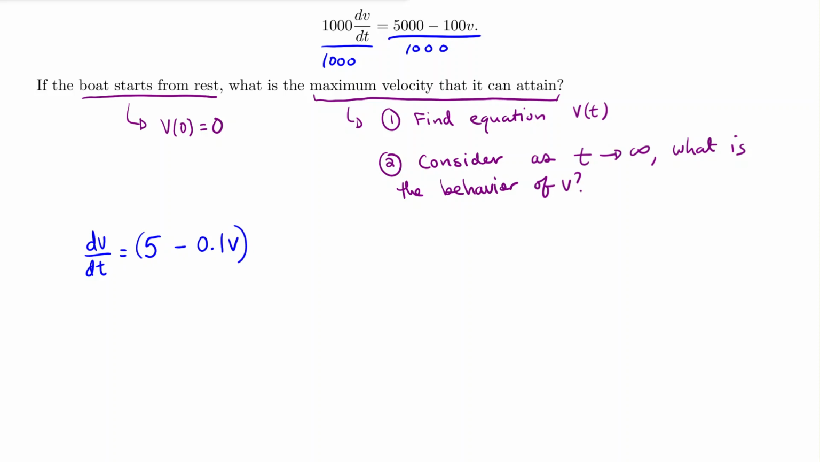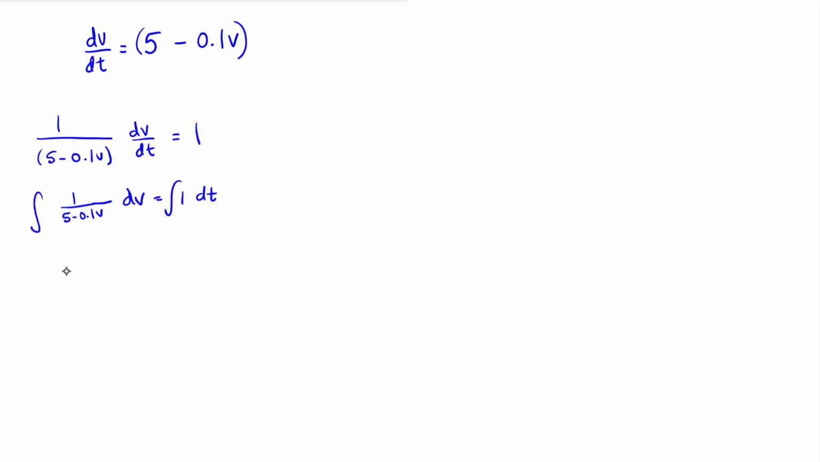It's going to be the integral of natural log with a small u substitution. So I'll divide both sides by that. And then we can integrate both sides with respect to t. Now let's go through the u substitution just for practice. u is 5 minus 0.1v. du would then be negative 0.1 dv. We just have a singular dv, so we're going to divide both sides by our negative 0.1.